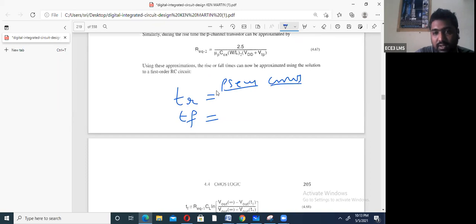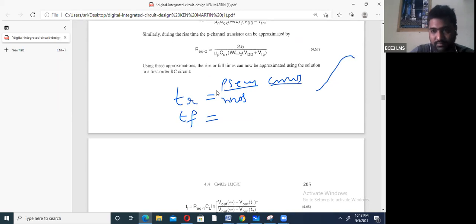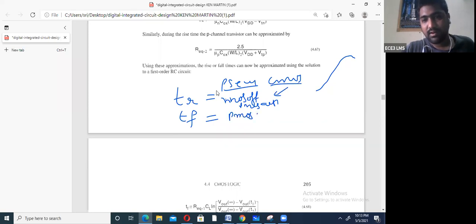During rise time, what is happening? Is NMOS off or on? During rise time, the input goes from 0 to 1. What is happening? NMOS is off because the input is 0. NMOS is off, PMOS is in the active region. So in CMOS also the same. During fall time, PMOS is off, or if the current in PMOS is very low, it is neglected. NMOS is in the active region. So these are the regions of operation during fall time.